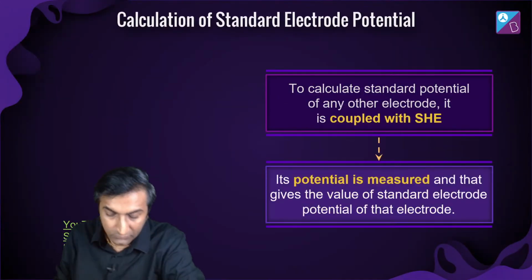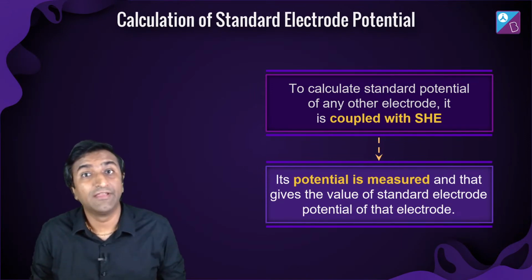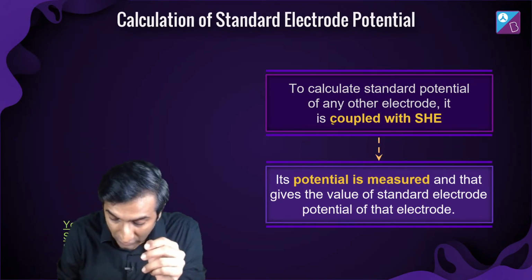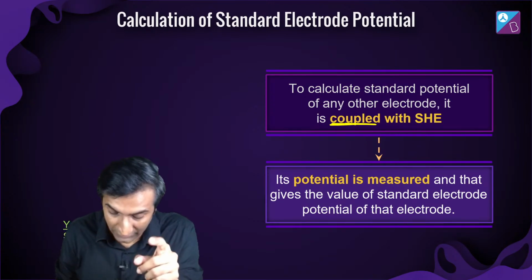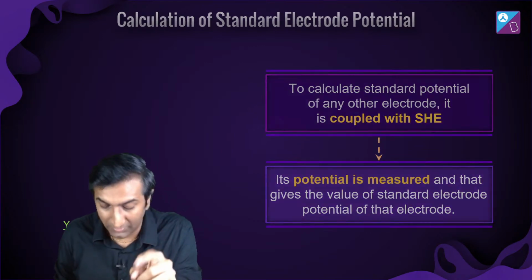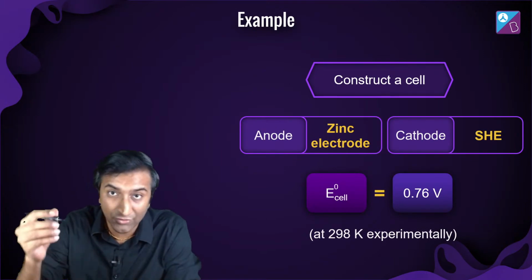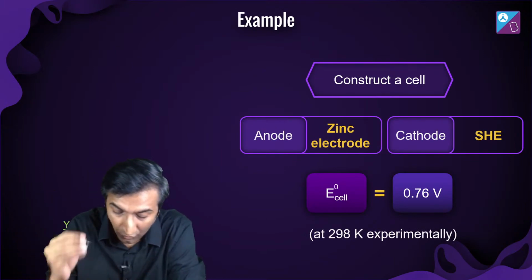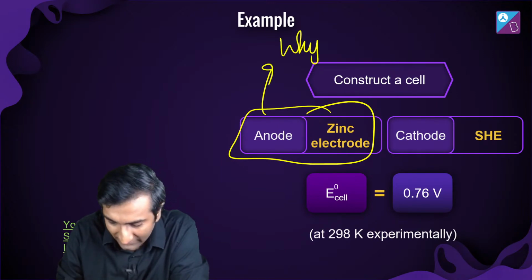Okay, so now what is the main point? Now we will try and see कि, okay, say something like zinc, हम उसको couple करते हैं with SHE, standard hydrogen electrode. Once we do that, we will measure it against that, and that is going to give you the potential of that half cell. Half cell मतलब zinc electrode का क्या potential है, that's what we're trying to show. So if we take zinc at the anode, I'll tell you why. Why is this the anode?